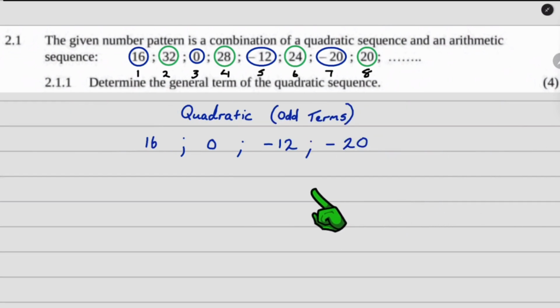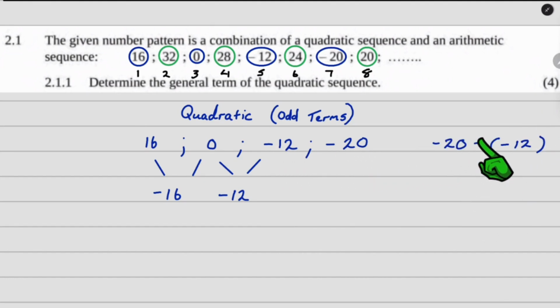And now I want to start getting the differences underneath. So to get the differences, you say right minus left. So I'll say 0 minus 16, and that gives me minus 16. Okay, we're going to do that again for here. Right minus left, minus 12 minus 0 is just minus 12. And lastly, I'm going to do minus 20 minus minus 12. You mustn't forget the minus minus. And then these will turn into a positive. So it becomes minus 20 plus 12, which is minus 8.